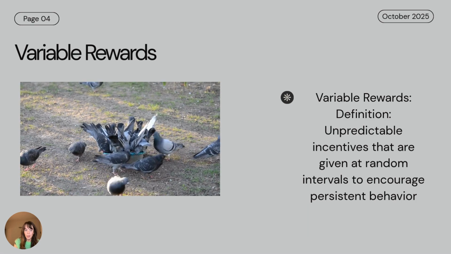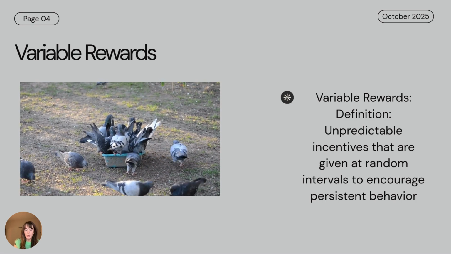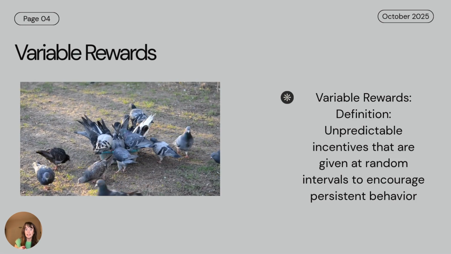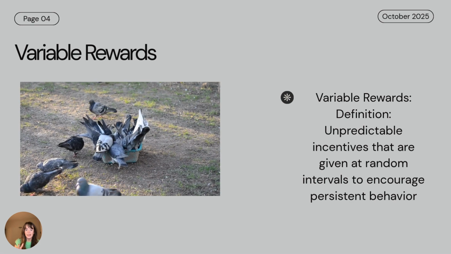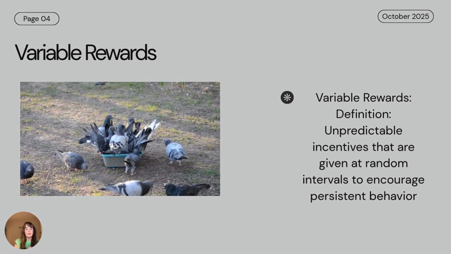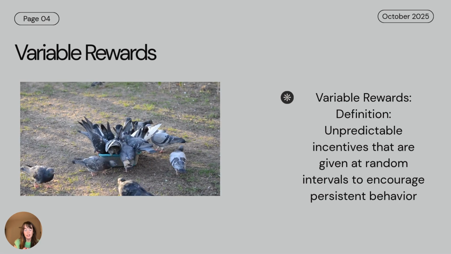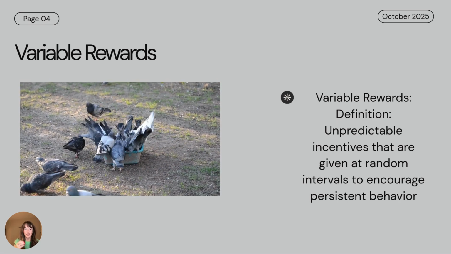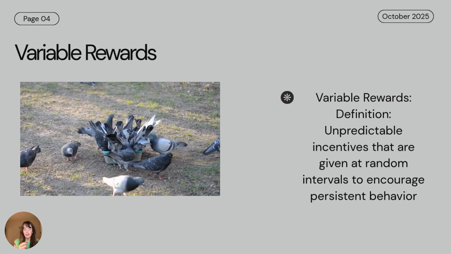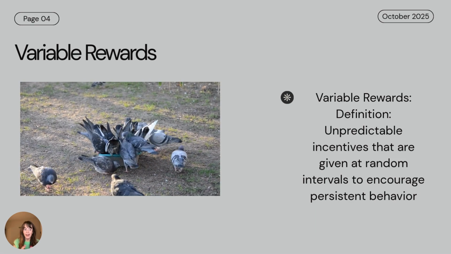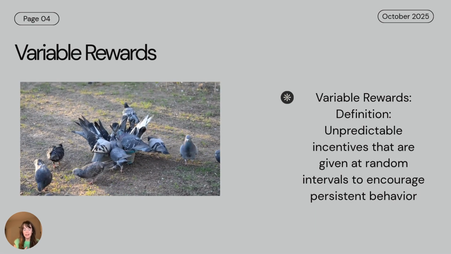So, variable rewards, this is something really interesting as well. Variable reward is essentially an unpredictable incentive that is given at a random interval to encourage persistent behavior. There was a study done in 1948 with pigeons, and it showed that they were always more likely to go back to that variable reward, the reward that wasn't persistent, which is how we as humans, our brains fire that way as well.